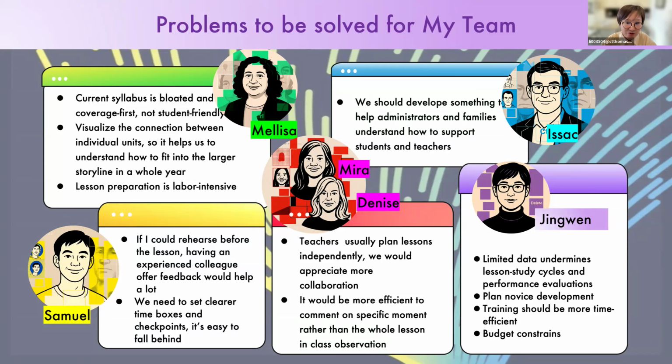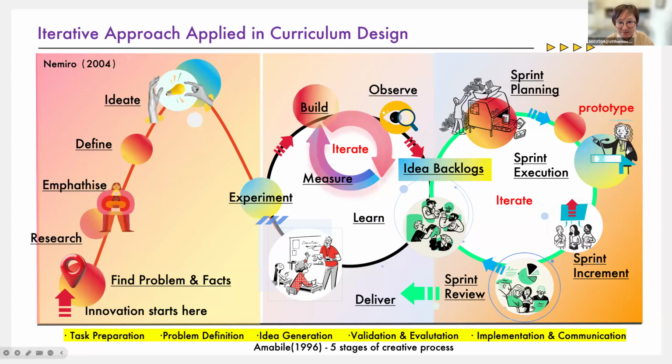So this conversation revealed a very clear theme. Our problems are diverse, and our team needs a way to improve without waiting for a master plan. And we need a process, not a perfect product. And this process is the iterative approach.